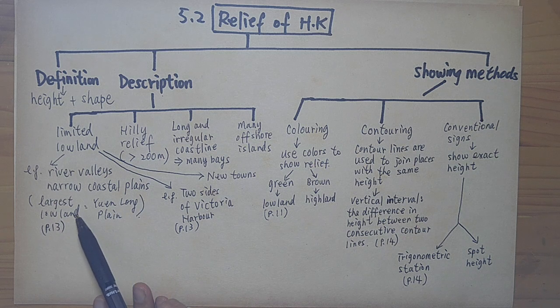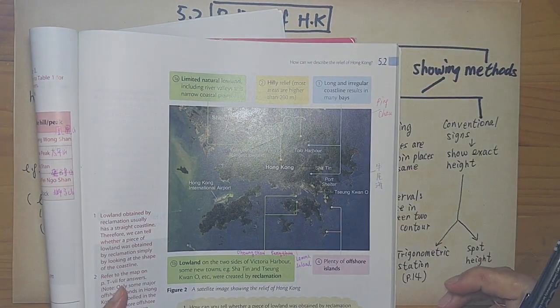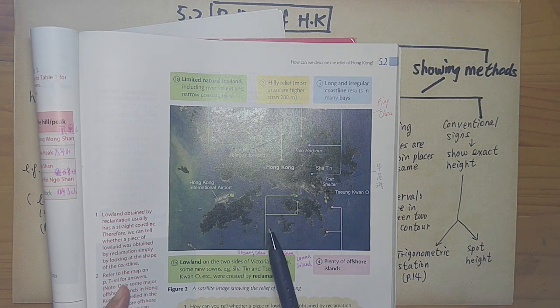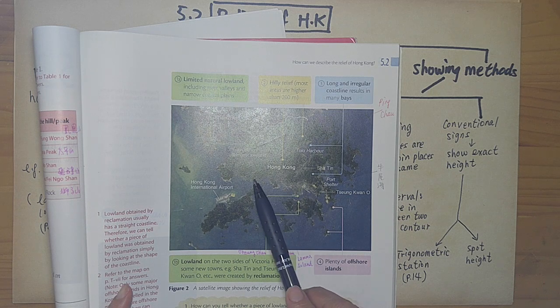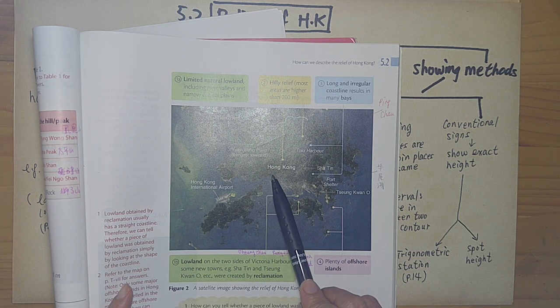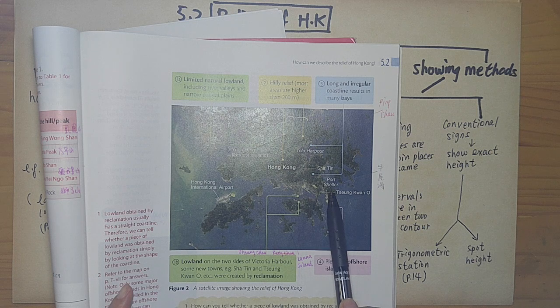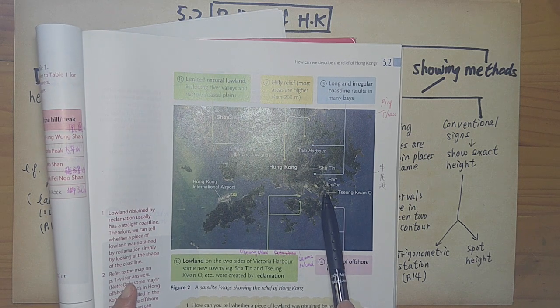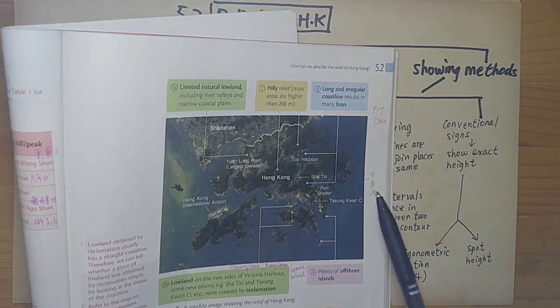And you should know that our largest lowland we find in Hong Kong is Yuen Long Plain. Now let's look at your textbook, page 13. So you can just look at this map here. You can see that Yuen Long Plain is here, right? And then we have some coastal here, coastal lowland, 沿岸嘅低地. Okay, so we have just a little bit, not too much here.